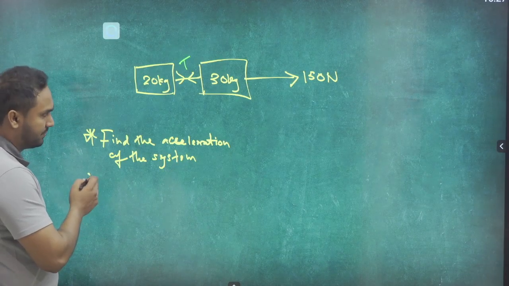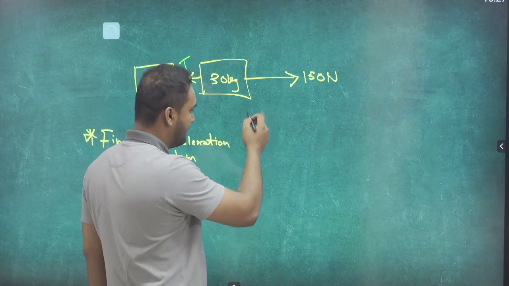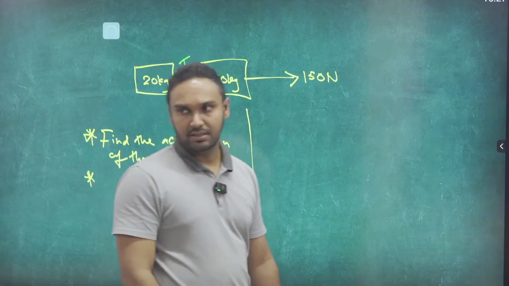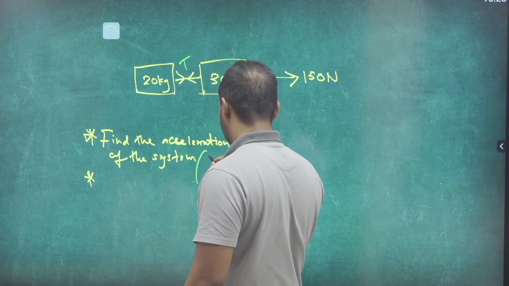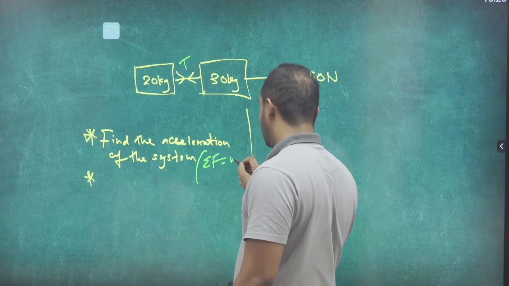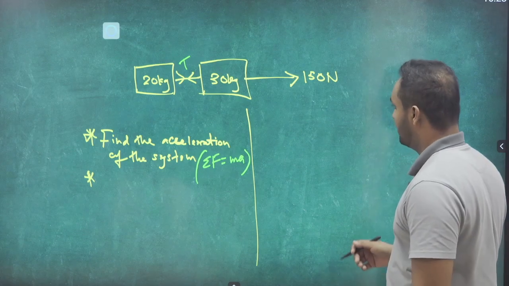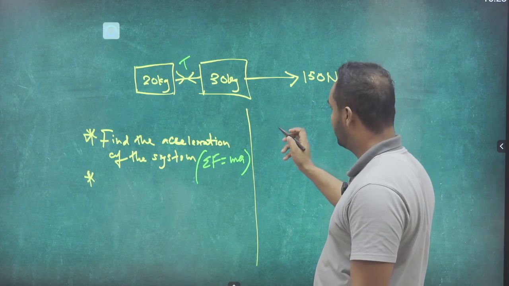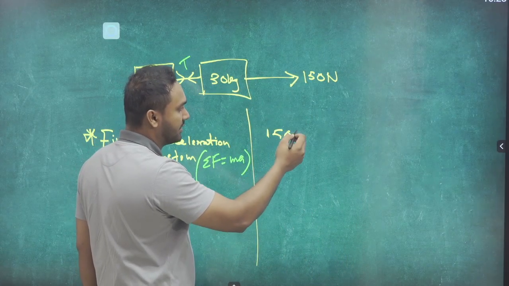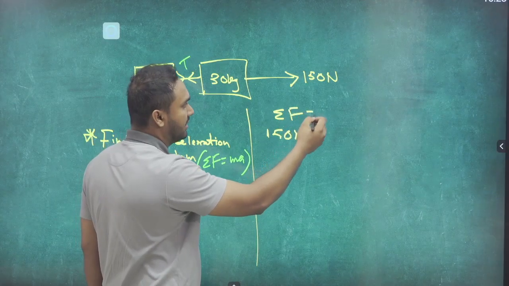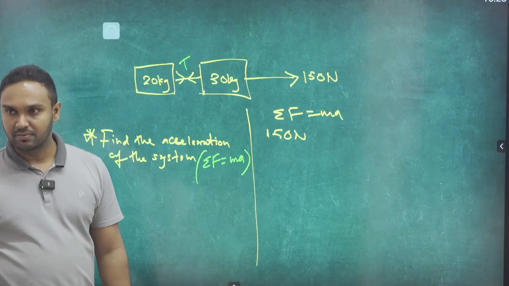Second one is isolate the object, right? Shall I do the first one first? Now you have to find the acceleration of the system. To find the acceleration of the system, you have to put what? Sigma F equals ma, right? You have to put sigma F equals ma. Get it? Right. So what is sigma F here? 150 newtons, right? Because there is no friction or anything else, right? There is only 150 newtons of force.